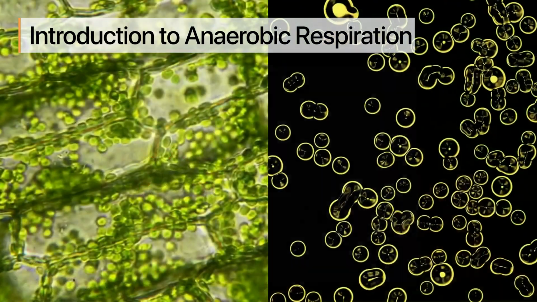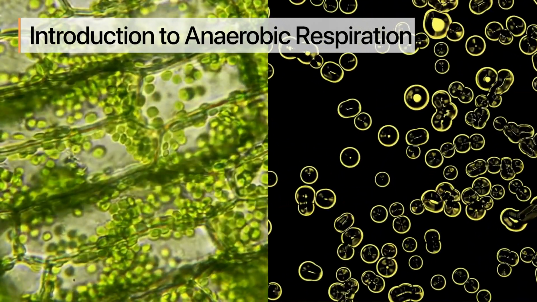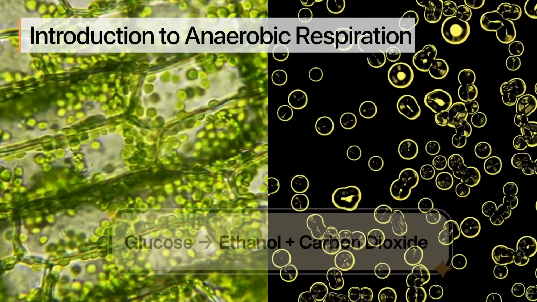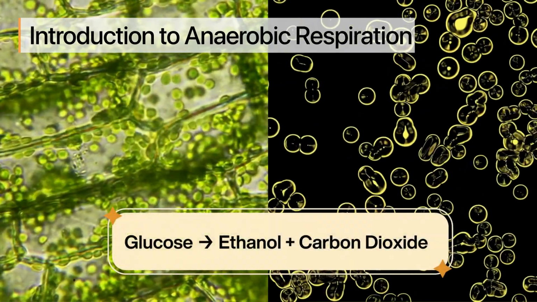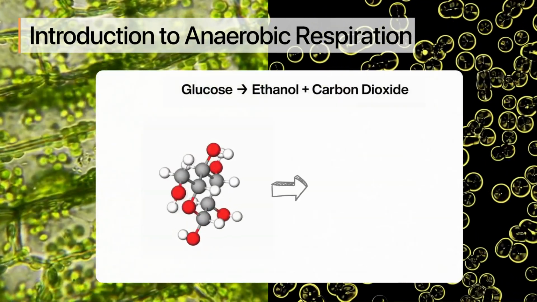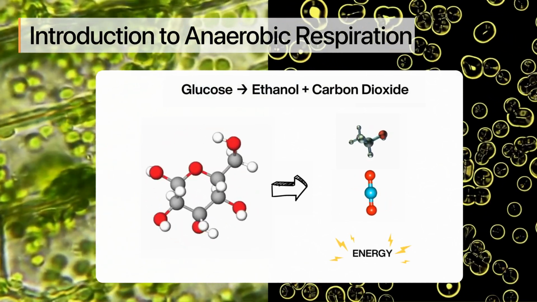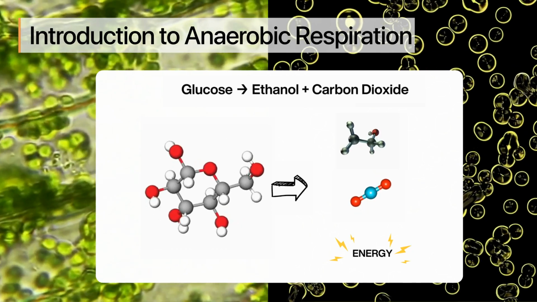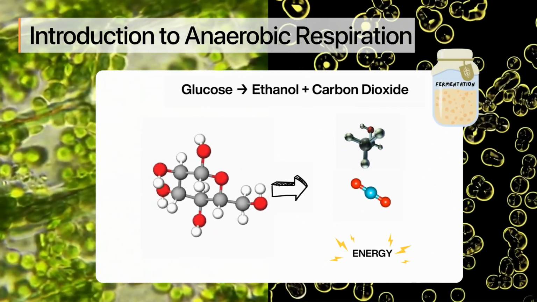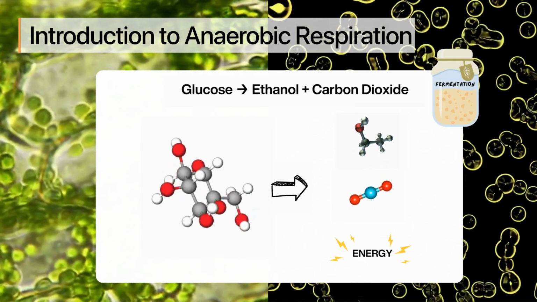In plant and yeast cells, a type of microorganism, the equation changes slightly. In this case, glucose becomes ethanol plus carbon dioxide. In these organisms, glucose is converted into ethanol and carbon dioxide, along with a small release of energy. This process in yeast is known as fermentation, which is economically important for the production of bread and alcoholic beverages.